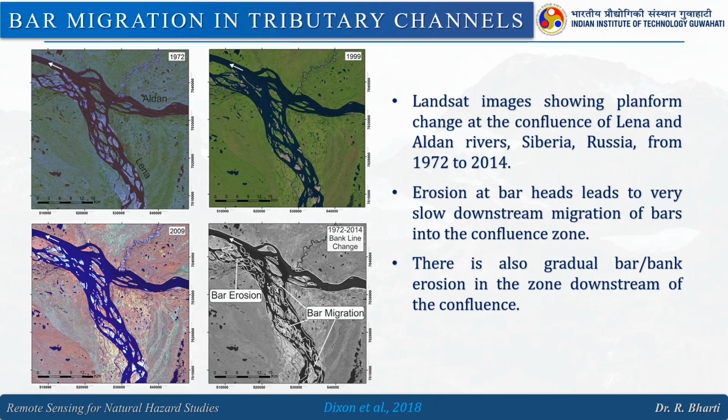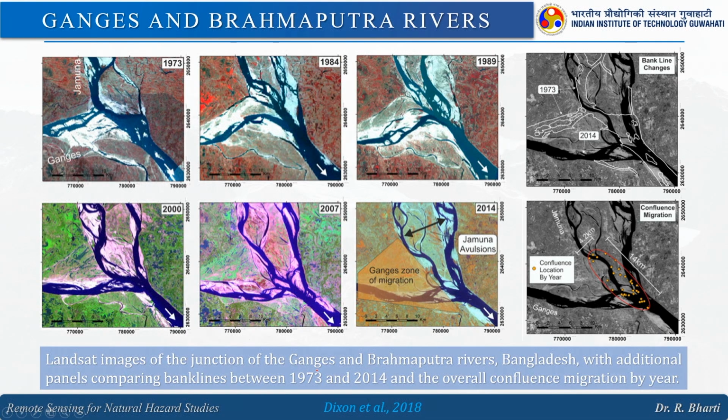This is another example from this paper, and here you can see 1972, 1999, 2009, and this is the compiled work from 1972 to 2014. This is bank line change. Bar erosion and bar migration can be studied using such data sets. This is from the Jamuna evolution. Here you can see the Ganga and Brahmaputra junction that is being studied, 1973 to 2014, and the confluence migration is also studied, right.